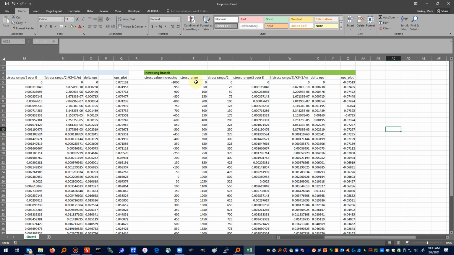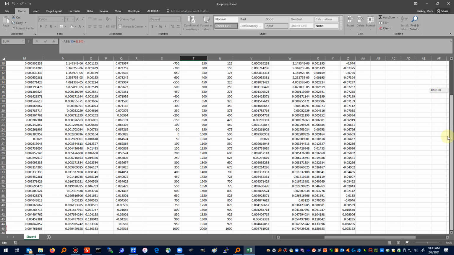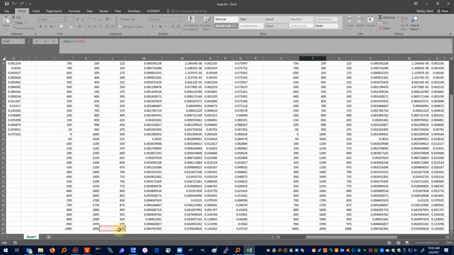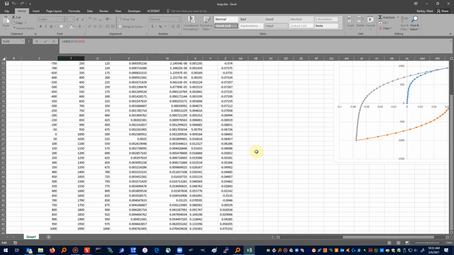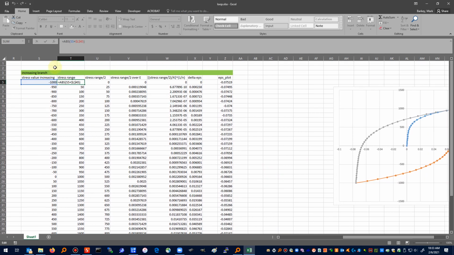From that, I can calculate the stress range from the tip. Okay, so it's minus 1000 plus L45. That is where I left off on the previous branch. I'll go over this all again in just a moment.